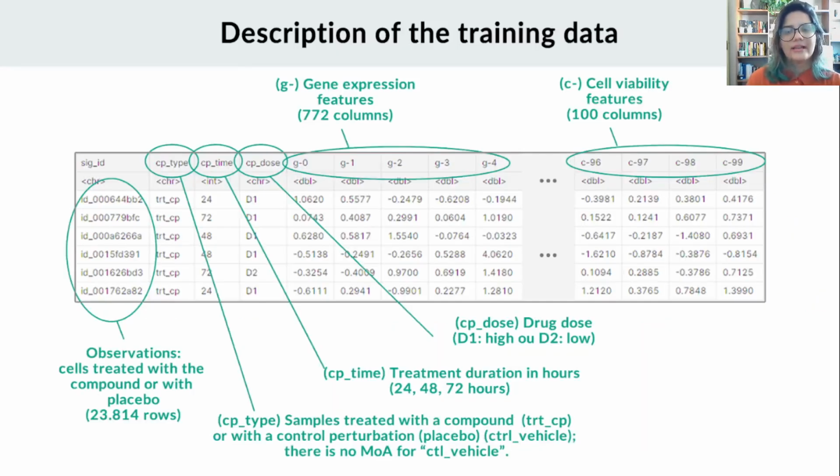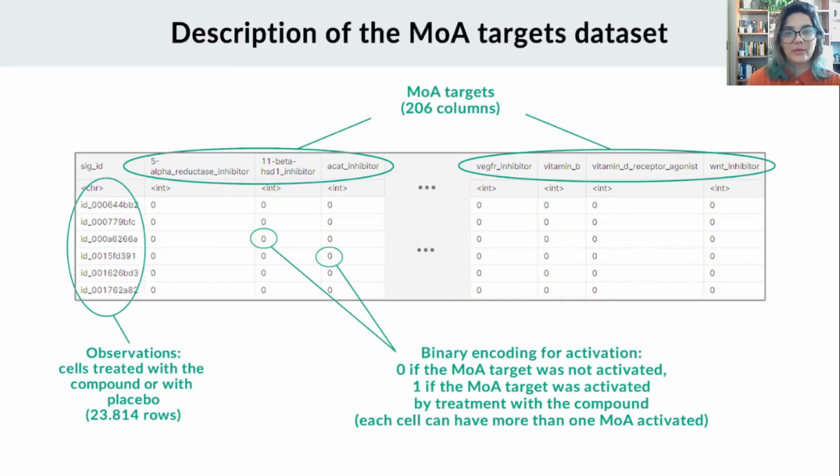In summary, the data comprised previously validated gene expression and cell viability features that aid in this mechanism of action characterization, and information regarding drug type, perturbation or vehicle, dosage, high or low, and measuring time at 24, 48, or 72 hours. The targeted data comprise one column per mechanism of action target, and the compound can activate one or more of those targets. By definition, vehicles don't have MOAs.